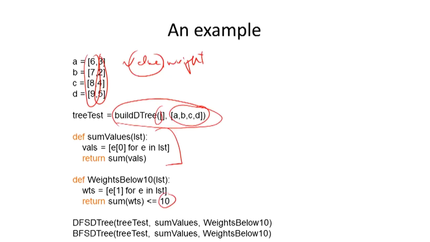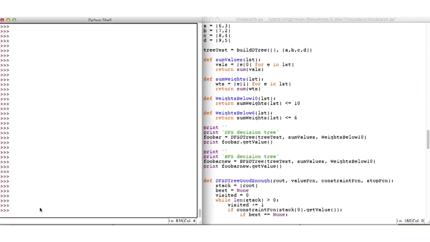Let's look at what happens if I run it. So in fact, I can come over here and say, if I want to run this, I'm going to call foo, just for arbitrary sake, to be the depth first search of a tree. I'm going to use my tree test as the example, and SumValues, because I want to add up the value of the things there, and I'm going to ask that the weights be below 10. And in my code over here, I'm actually going to print out every time I find a better solution. So it works its way through the tree.